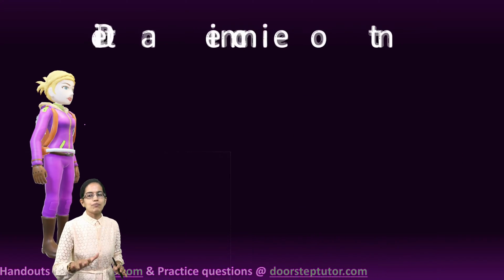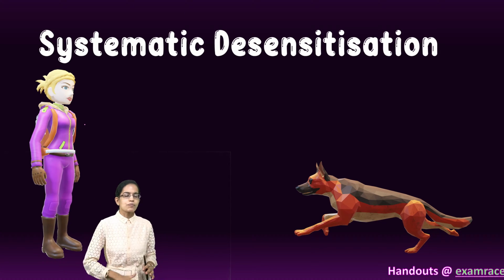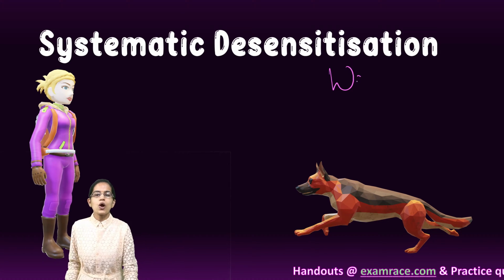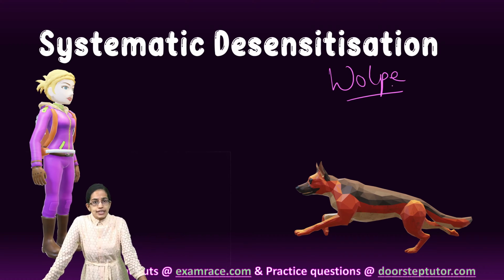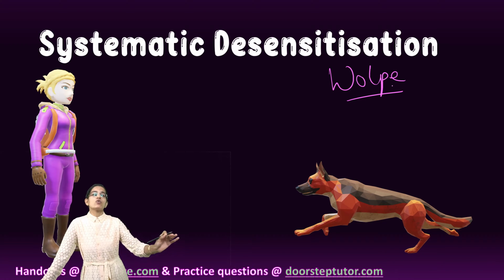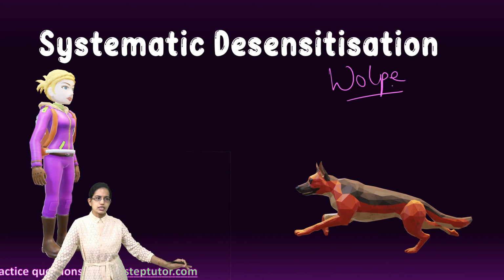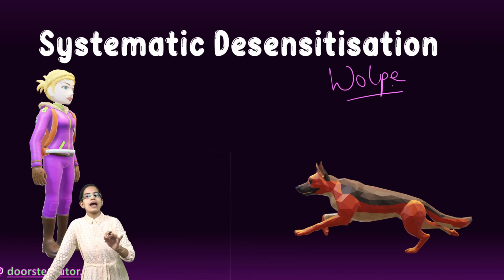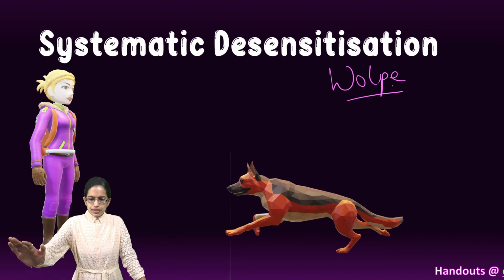The next important method is systematic desensitization. Now, this method was brought by Wolpe. Wolpe basically said that whenever there is a fear-provoking situation, a situation where the fear level increases, in those scenarios, systematic desensitization works well. How? We have a very simple example here.